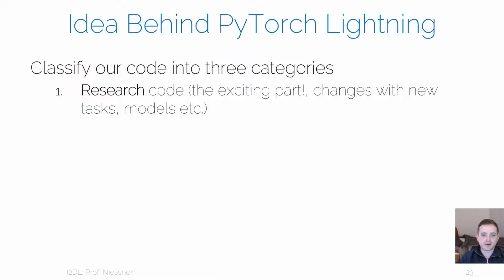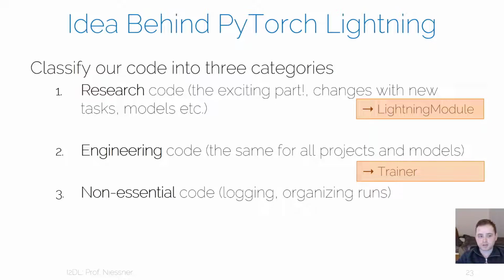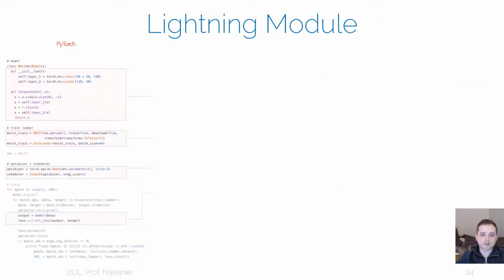So that's what they call the research code, and they call it Lightning module. And then you have the engineering code, which is the code that you don't want to write, and that's the trainer. And you have the rest, which is, for example, logging and organizing the runs and saving your checkpoints. And that's done through callbacks. So what it looks like in practice.